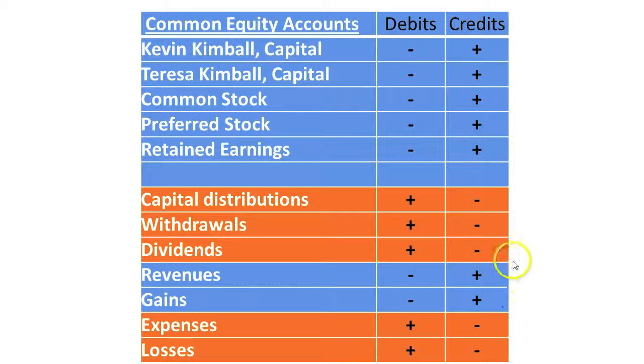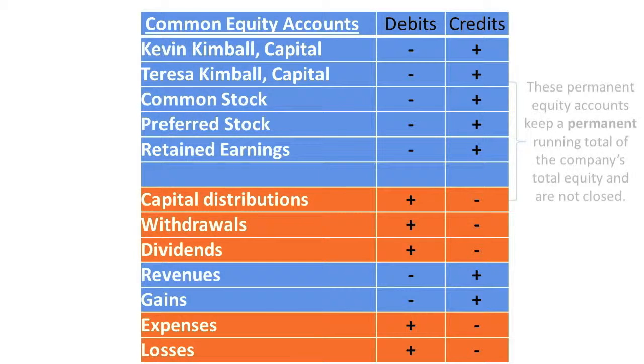Now those things that work against equity, these are equity accounts, but by recording debits, they reduce equity. Just like if you had recorded it up here, you'd reduce equity. But this is saying that you have more withdrawals, which means you have less equity. You have more dividends, less equity. More expenses, more losses, less equity.